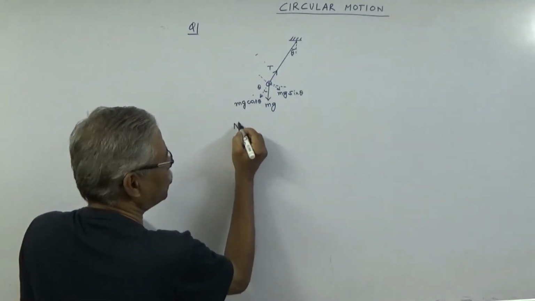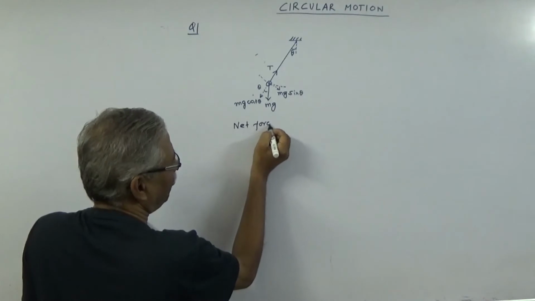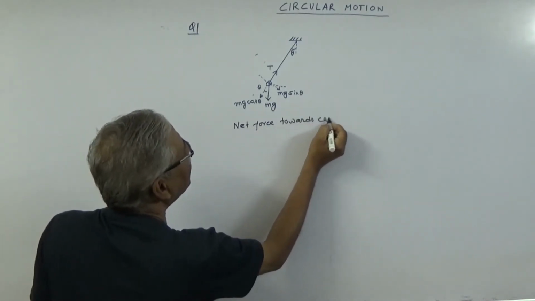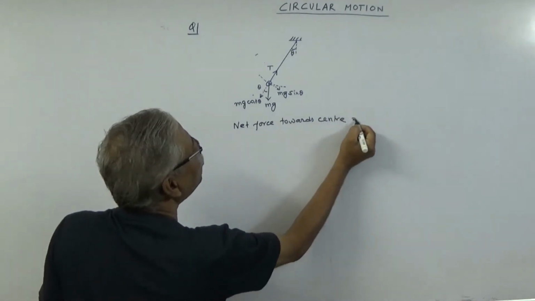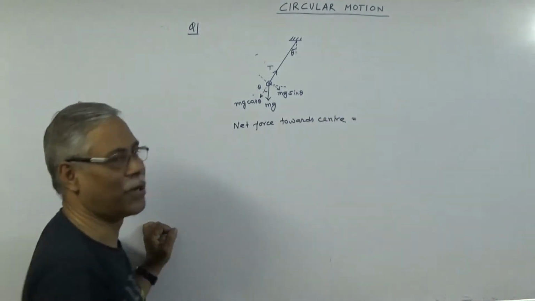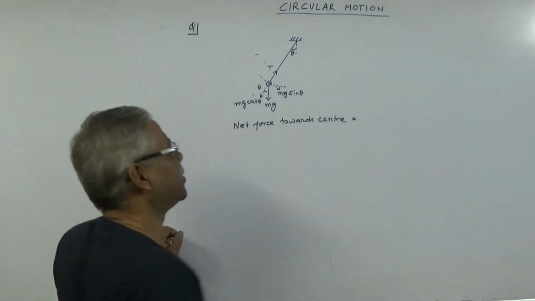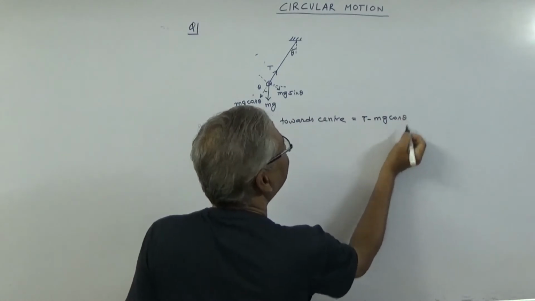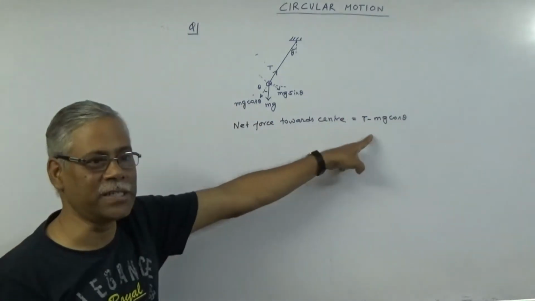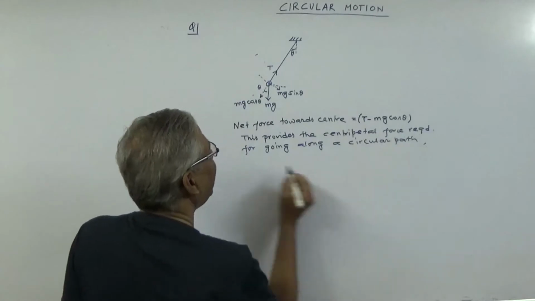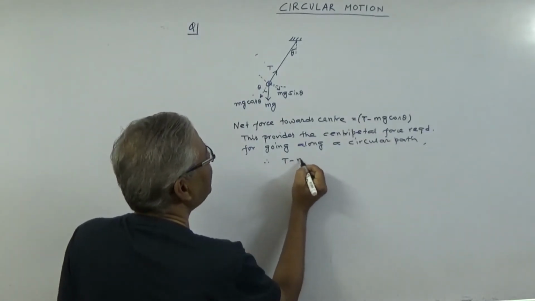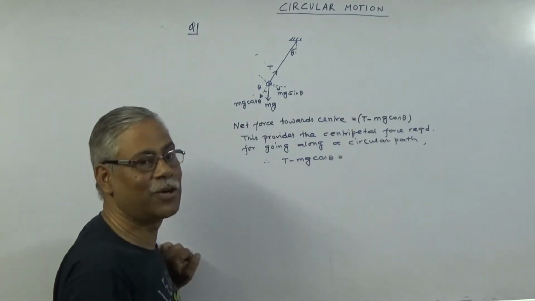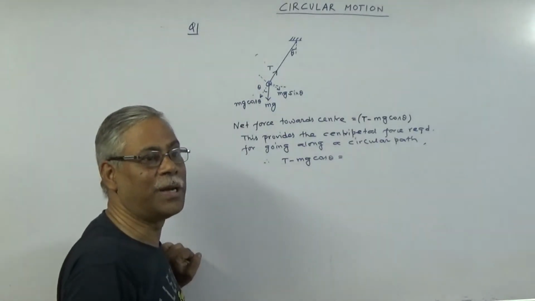Now, what is the net force towards the center? T minus mg cos theta. And this is actually the centripetal force. Net force towards the center is T minus mg cos theta. Hence, T minus mg cos theta equals the centripetal force, mv squared by r.